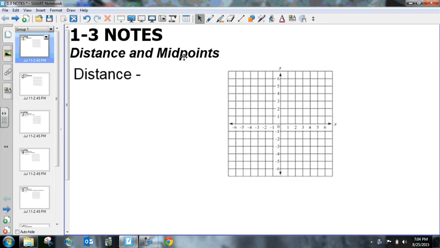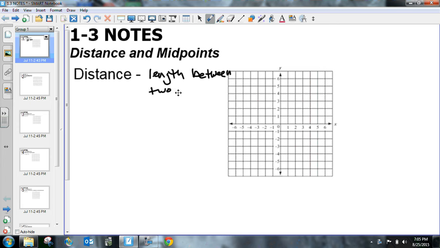Okay, the following is a video over 1-3 notes, and this is distance and midpoints. This is a very, very powerful tool that we'll use in geometry. So let's get started. A distance, well, that is a length between 2 points.